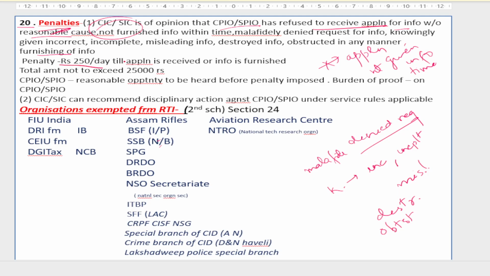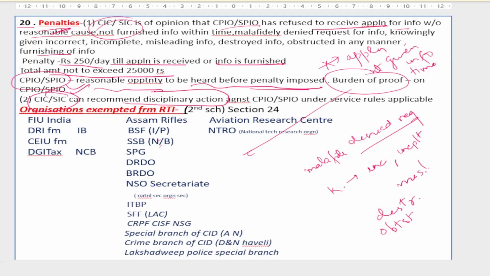Penalty will be ₹250 per day till the application is received or the information is furnished, and the total amount is not to exceed ₹25,000. The PIO is to be given a reasonable opportunity to be heard before the penalty is imposed. And the burden of proof to prove that the denial of request for information was justified will be on the PIO. Then the Information Commission can also recommend disciplinary action against the PIO under the service rules that are applicable to the PIO.